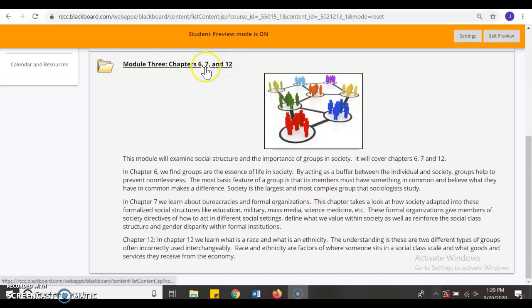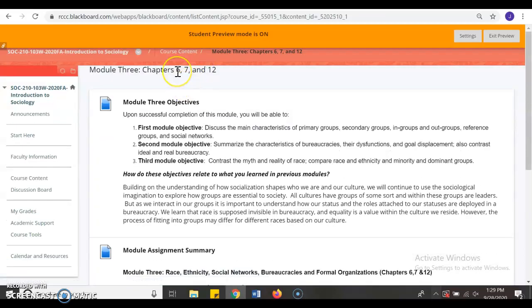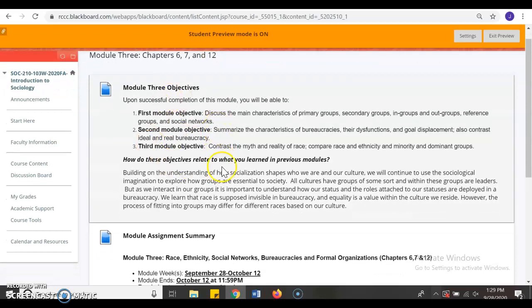So this is Module 3. It covers chapters 6, 7, and 12. So this is groups, bureaucracy and formal organizations, as well as race and ethnicity. As always, you have your objectives here. Remember, the objectives are just for your personal use, so you can track if you are understanding what you should understand after you read. They also might be helpful before you read so that you get an idea of what you're looking for. So the first objective here goes over groups.